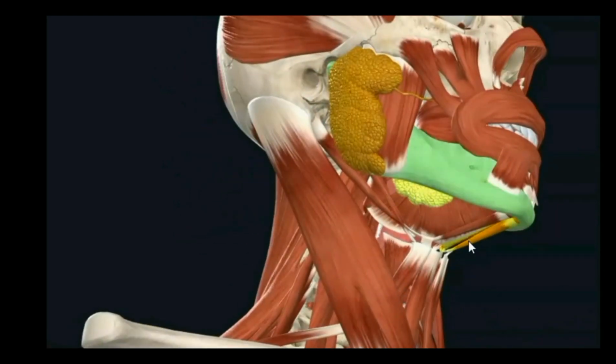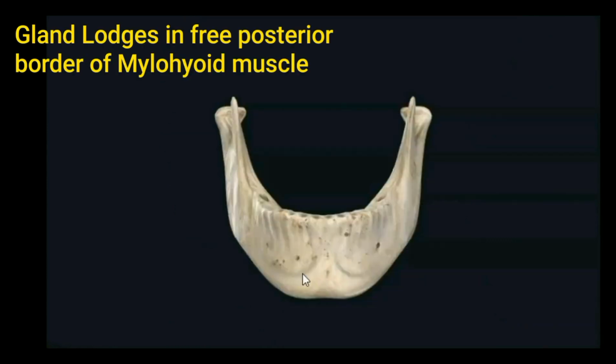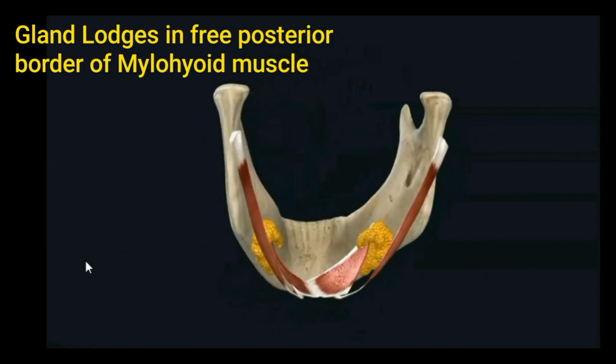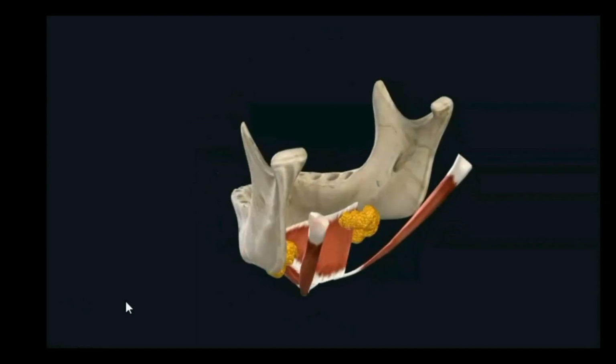As you have already seen, the mylohyoid muscle forms an anterior median raphe forming the roof of the submental triangle. Here you are seeing the right side submandibular gland and its relations. It is hooking around the posterior free border of the mylohyoid muscle. If you isolate these structures, taking just the boundaries of the digastric triangle, you can see the gland lodges here as if you are holding an open book.